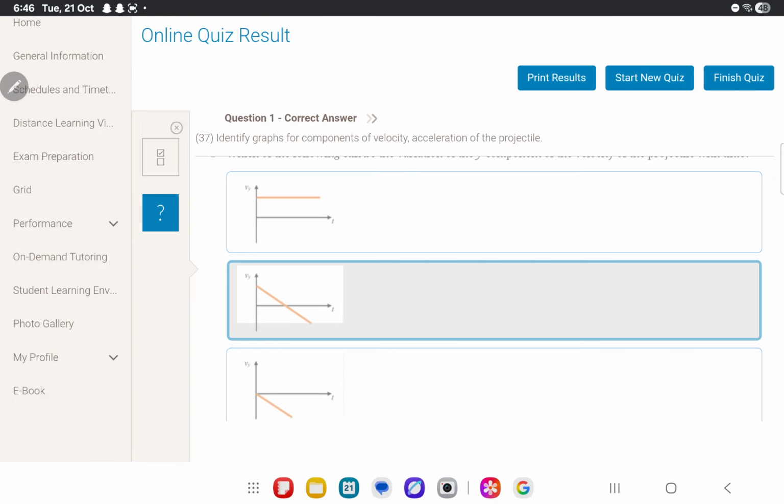Now remember, we said the y component, so Vy is what is changing at a constant rate. Why? Because acceleration is constant. So that means that velocity, the slope of it, is going to be a straight line. Now let's look at the graph of projectile motion in general. It's like this. So what is happening here?